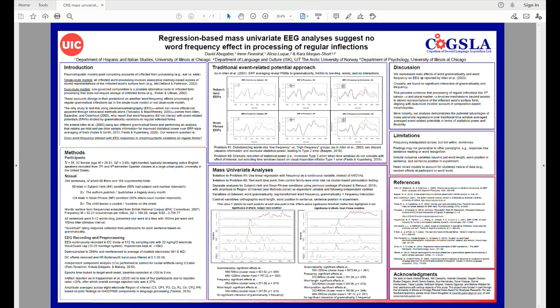and thank you for your interest in my poster titled Regression-Based Mass Univariate EEG Analyses Suggest No Word Frequency Effect in Processing of Regular Inflections. My name is David Abugaber, and I'm a PhD candidate with the Cognition of Second Language Acquisition Lab at the University of Illinois at Chicago.